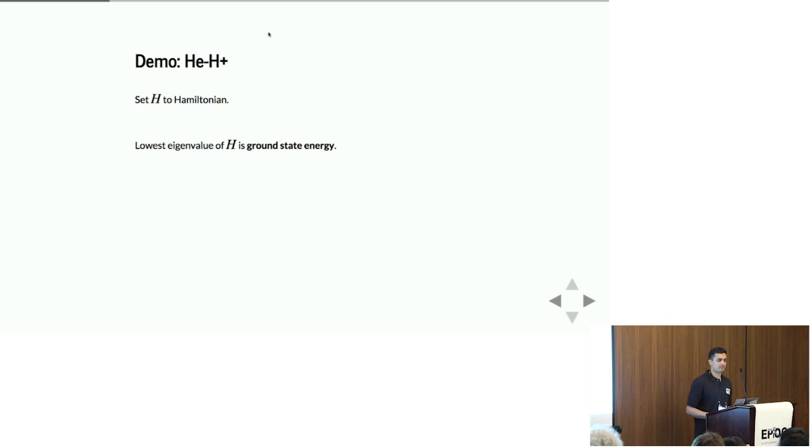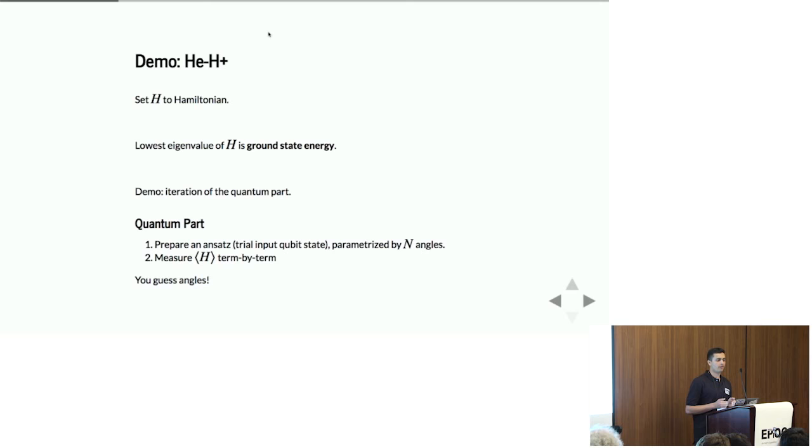So what you're going to be doing in this demo is the quantum part. You're going to have an iteration, and for the classical part, you are going to be the classical part. So you're going to run an iteration, get the output of the expected value of the Hamiltonian, and then try new angles and keep doing it over and over to try to minimize and find the lowest eigenvalue, which is the ground state energy. So let's break this down into the two parts.